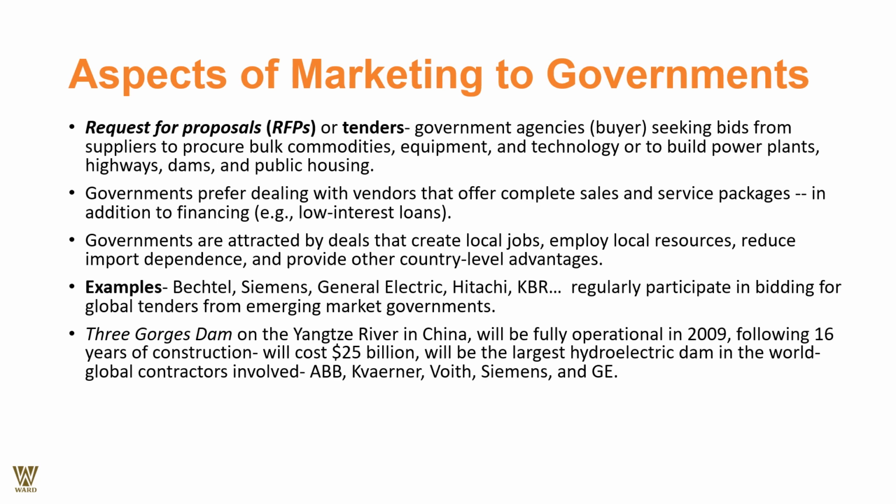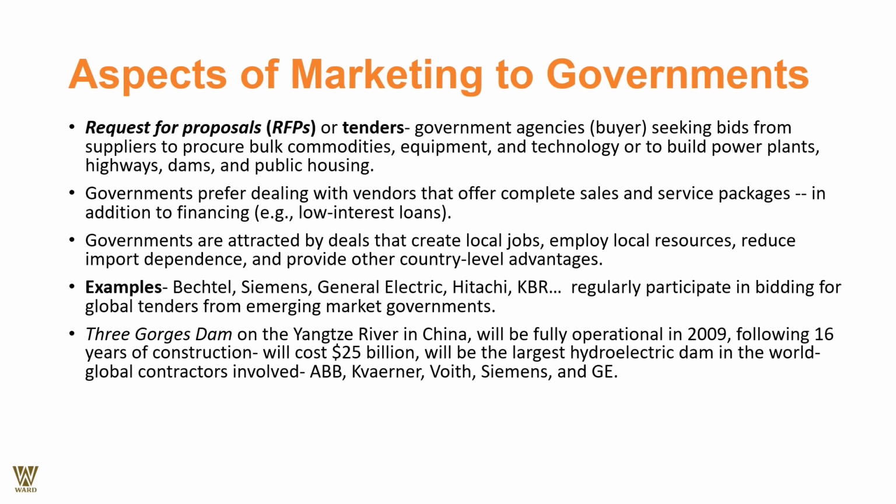So let me go about the marketing to the government. We have to talk about RFPs, or requests for proposal, popularly also known as a tender. Government agencies, as the buyer, seek bids from suppliers to produce bulk commodities, equipment, technology, or to build big power plants, highways, dams, housing, you name it. Governments prefer dealing with vendors that offer a complete sales and service package. In fact, everything from A to Z to be done by a particular company altogether.